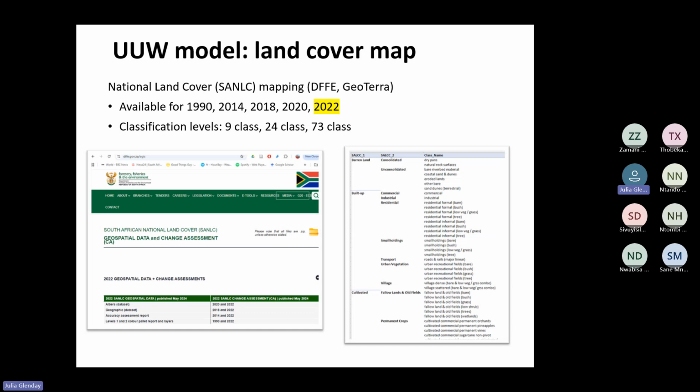So we want to lump them, but looking at the 24 classification, it lumps some things that we actually want to keep separate in our model as well. So I had to do my own reclassification of the 73 classes.